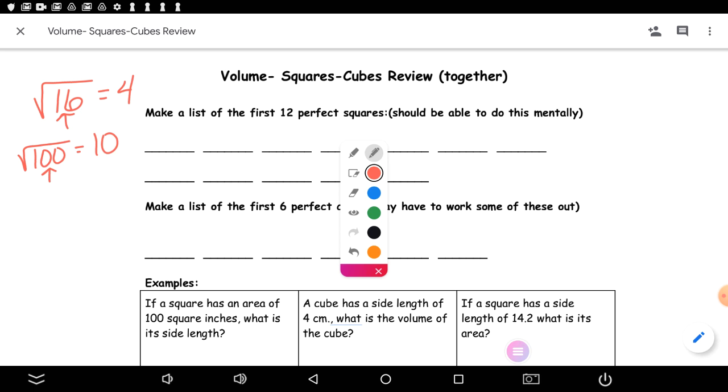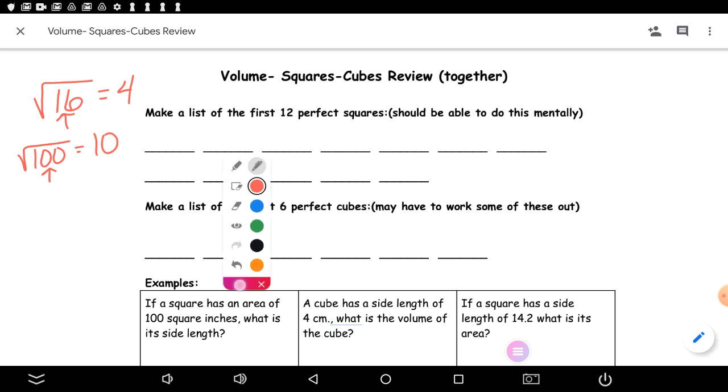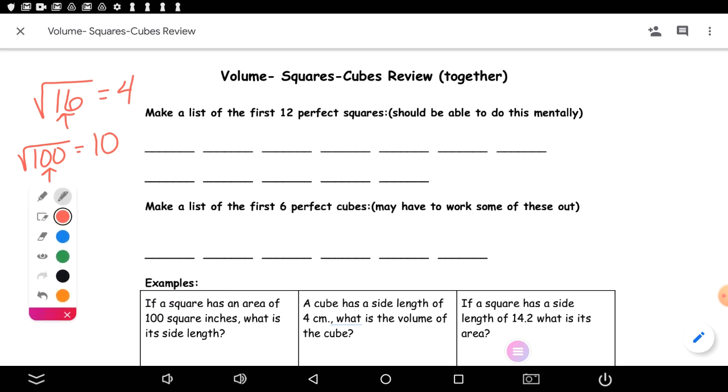Good job. Okay? So before we go any further, we're going to come up with the first 12 perfect squares. And again, you can do this mentally. You just didn't know what they were before, so you never knew they had a special name. What is the first number you say when you count? 1. What is 1 squared? 1. So the first perfect square is 1.